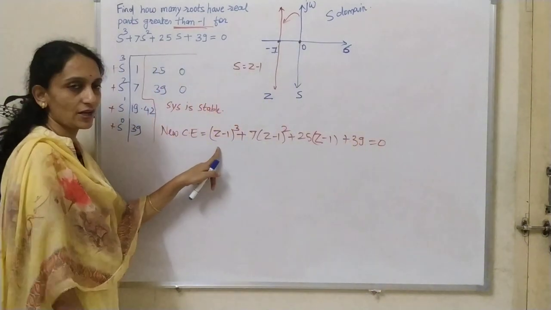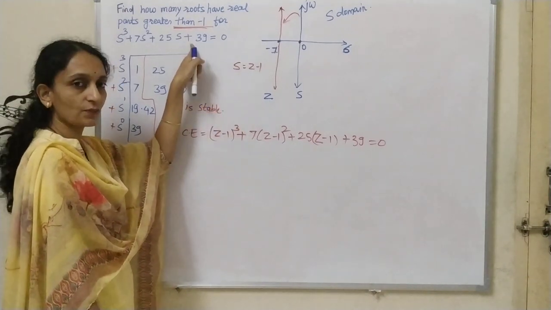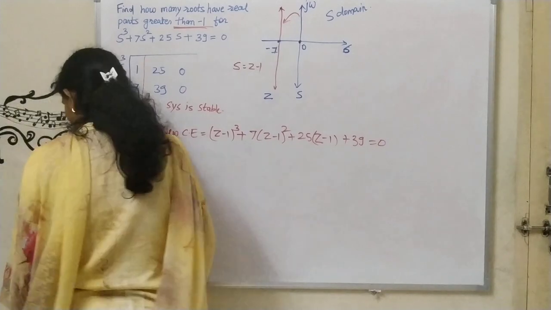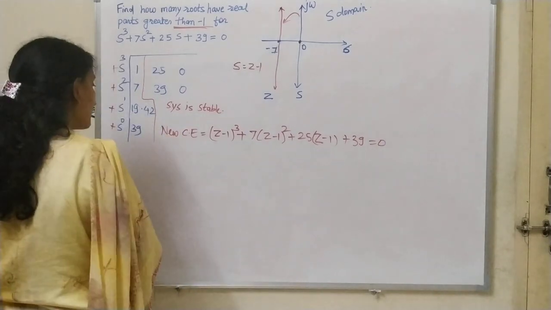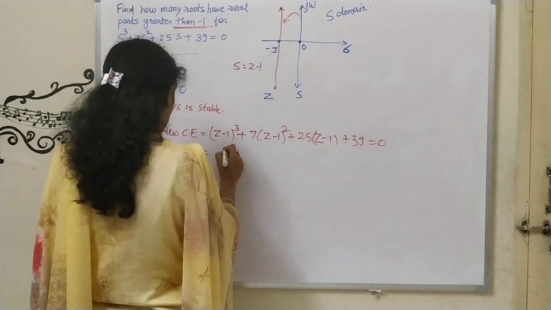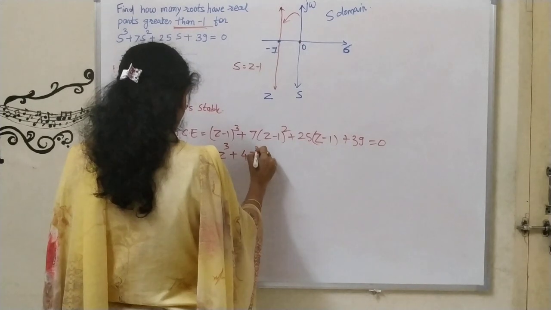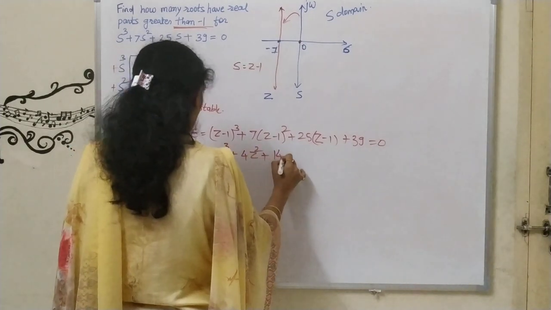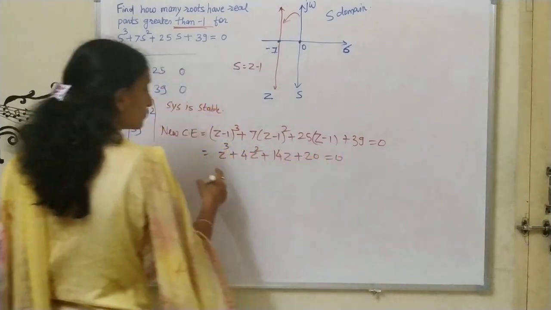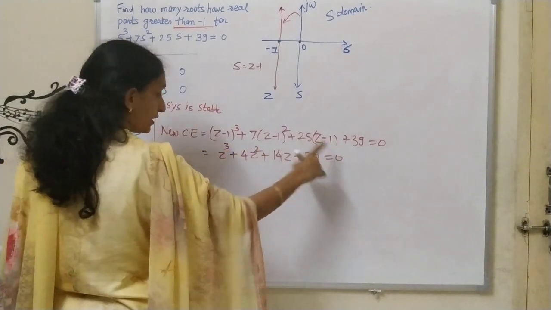I have substituted S is equal to Z -1 in the characteristic equation and I got a new characteristic equation. Now I am writing the characteristic equation in Z form. I have the answer Z cube plus 4Z square plus 14Z plus 20 is equal to 0. So look at this. This is Z cube plus 4Z square plus 14Z plus 20 equal to 0.